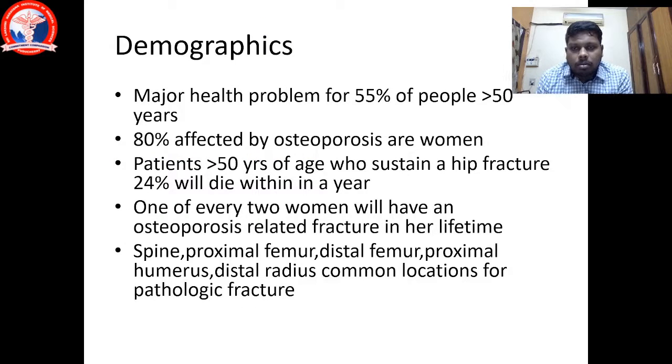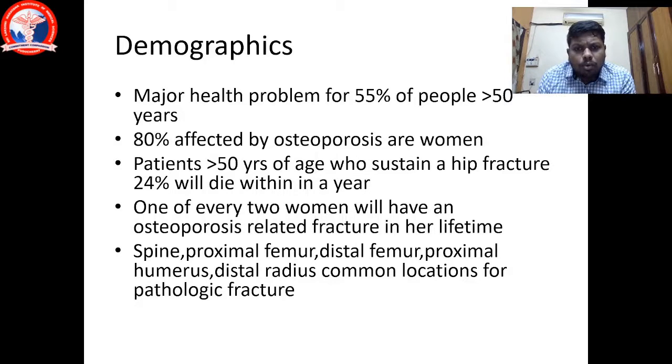So, coming to demographics, it is a major health problem for 50% of the people more than 50 years. It mostly occurs in older age people. Those who are affected are osteoporotic women and patients more than 50 years of age who sustain a hip fracture. There's a study that says 24% will die within a year.